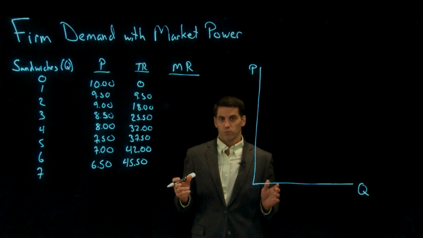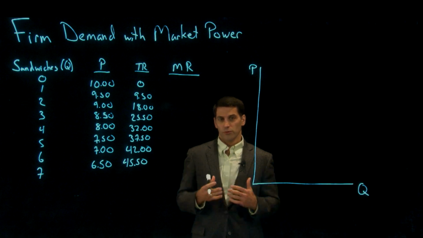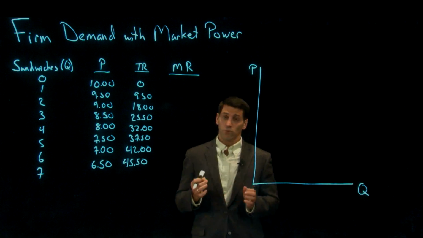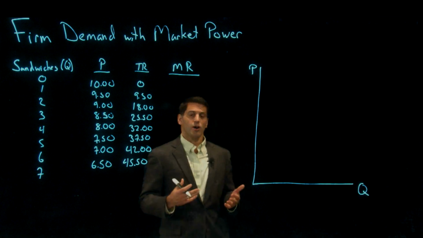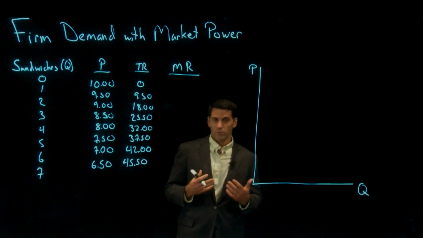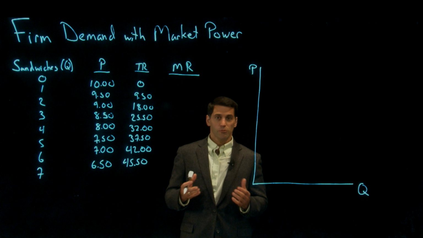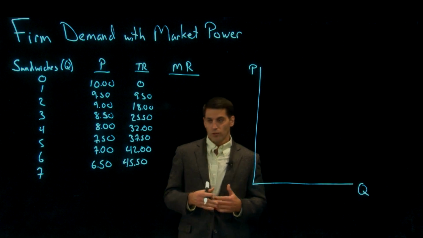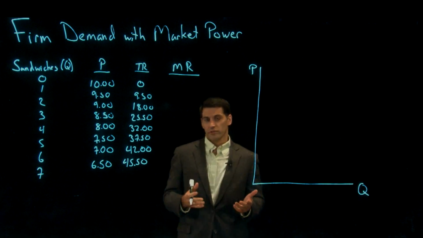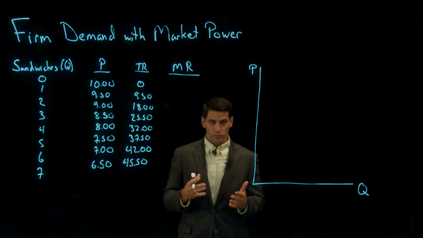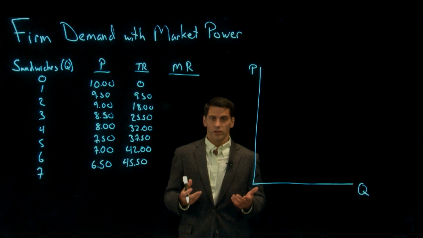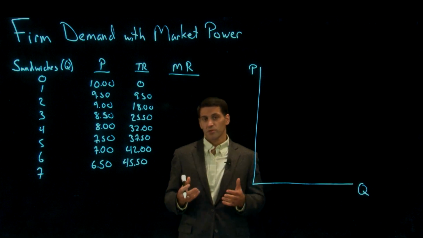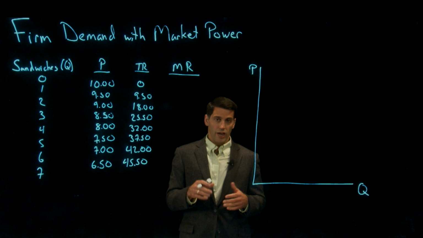So in this video, we're going to talk about what the firm's demand curve and, more importantly, what the marginal revenue curve looks like when a firm has market power. When we talked about perfect competition, we were talking about a setup where there are many firms in the market and they're all selling an identical product. The combination of those two characteristics of the market led to a scenario where the firm's demand curve was a horizontal line at the market price.